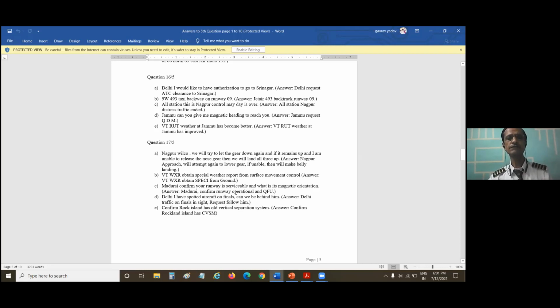Madurai, confirm your runway is serviceable, and what is its magnetic orientation? So you're asking Madurai, confirm your runway is serviceable. Is it working? And what is its magnetic orientation? What is the direction of the runway? He's saying Madurai, confirm runway operational. We don't say serviceable, we say operational.